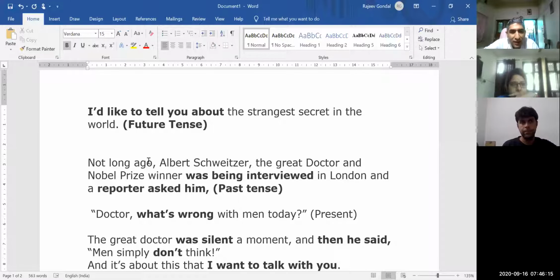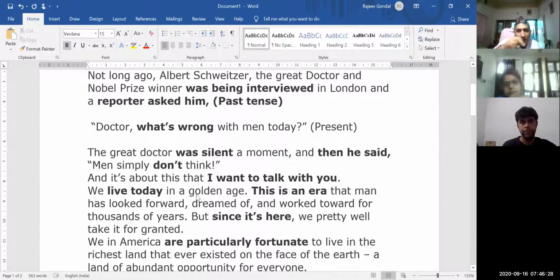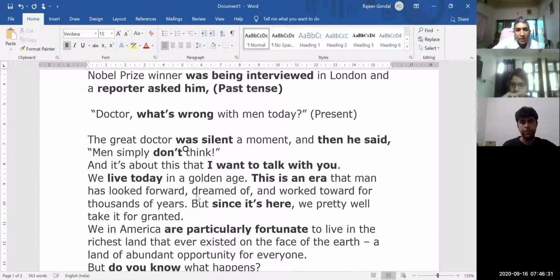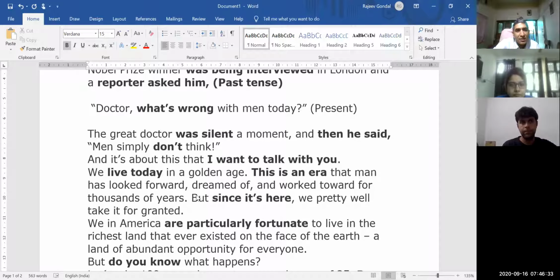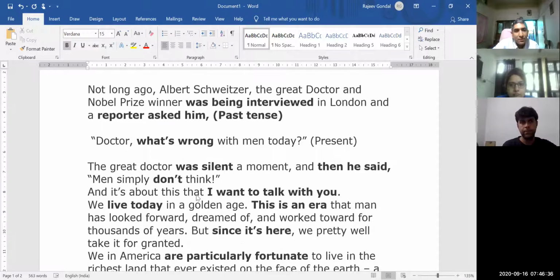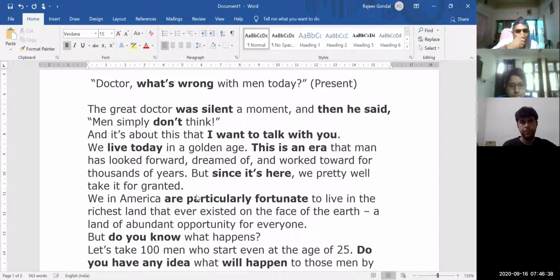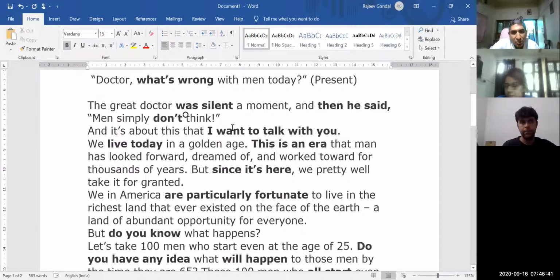Right. So here we have highlighted the words which are action words and which are verbs. They tell us whether the sentence is in present tense, past tense, or future tense; we can make out which tense is used from here. Let's start with this sentence: "I want to talk with you." So "want to" is in present tense, right? "We live today." "Live" is a verb and this is in present tense, right?